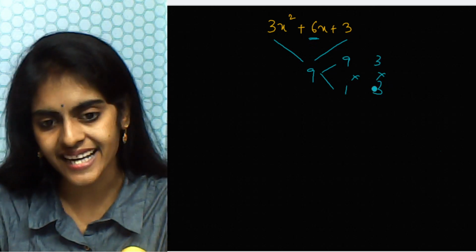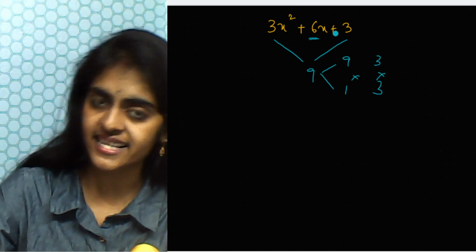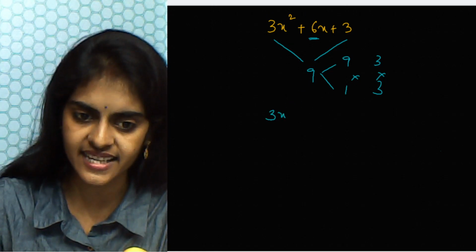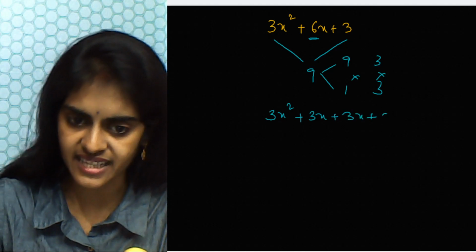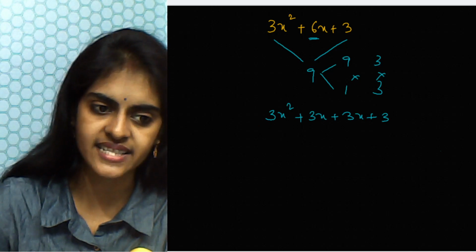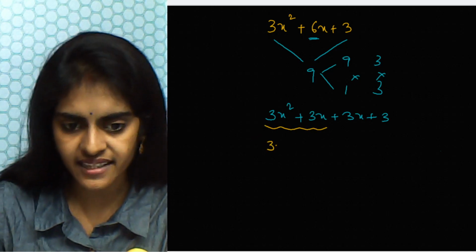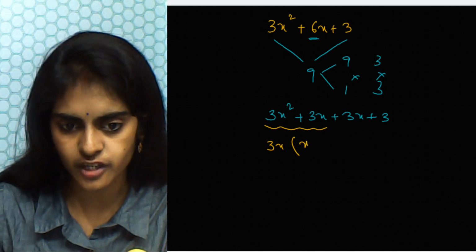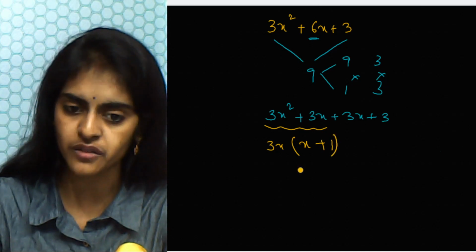If you add 3 and 3, will you get 6? Yes. So this 3x square plus 6x plus 3, you can write it as 3x square plus 3x plus 3x plus 3. Understood? So now from these two terms, you can take 3x as common. Taking 3x as common, here you are left with x, and here you are taking 3x completely common, so you are left with 1.